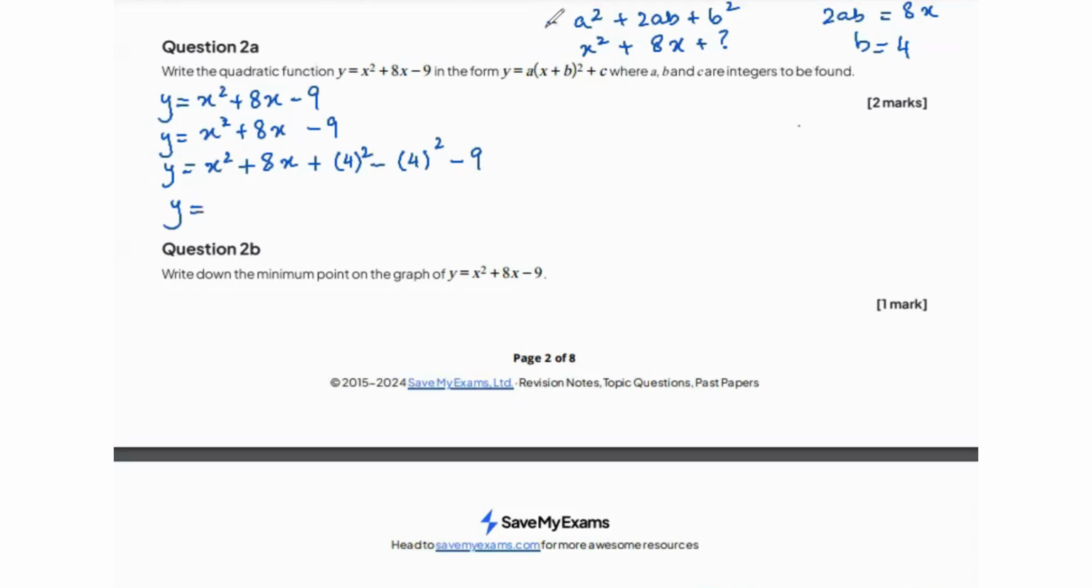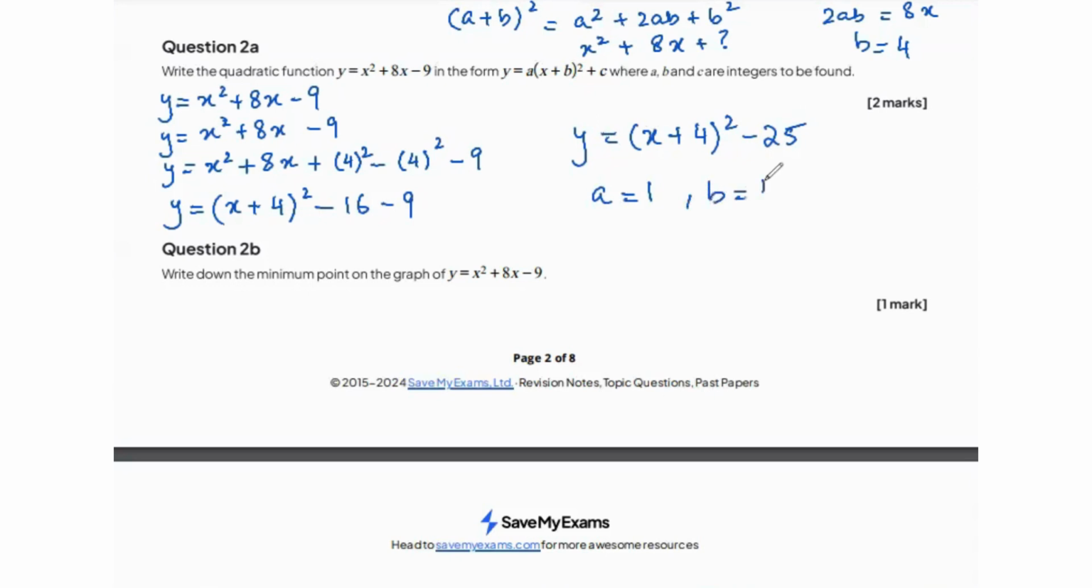Now we're going to rewrite it in the (a plus b) whole squared format. So a is x, b is 4, so (x plus 4) whole squared. And now the minus 4 squared will be outside the bracket. It's not part of the bracket. That means minus 4 squared is written as minus 16, minus 9, which then becomes (x plus 4) whole squared minus 25. So here a is 1, b is 4, and c is negative 25. This is your completing the square method.